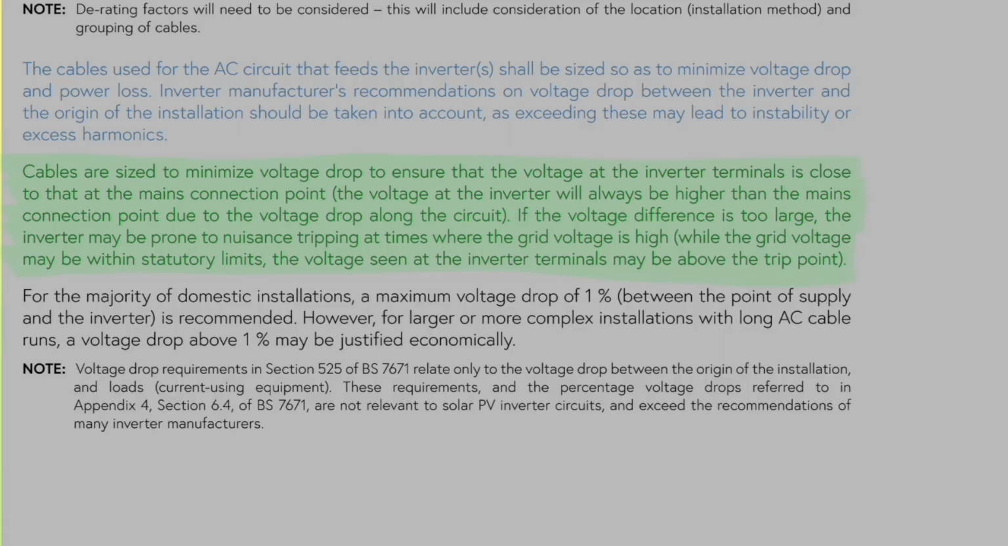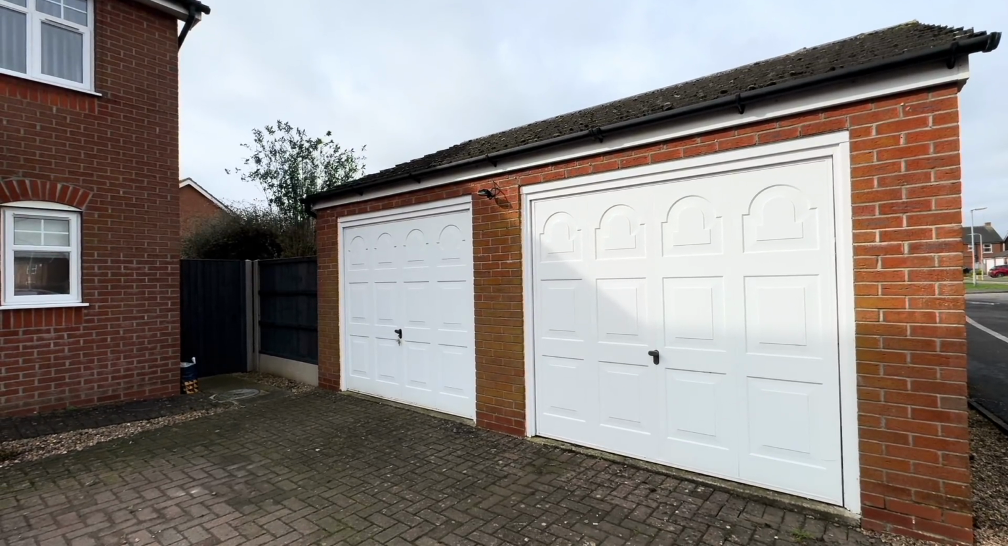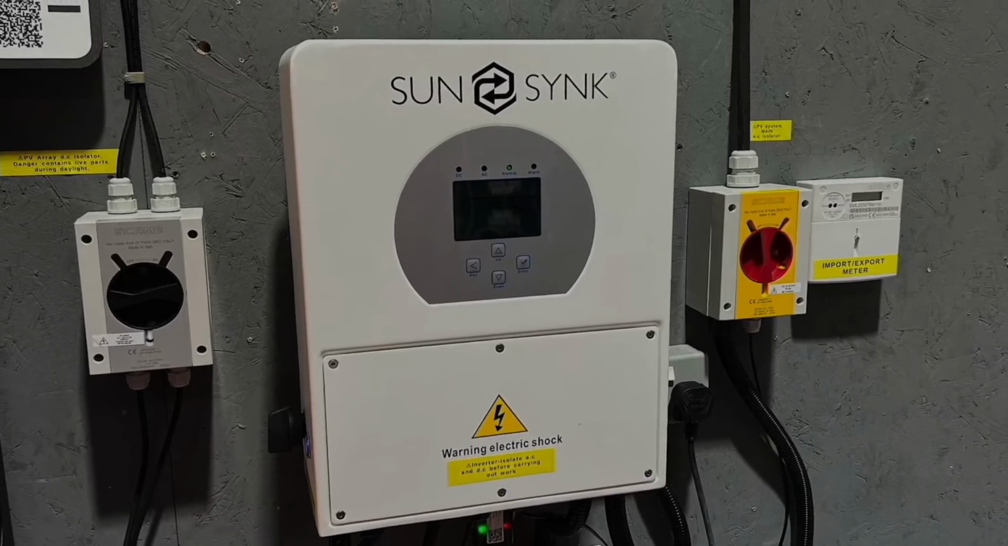For the majority of domestic installations, a maximum volt drop of 1% between the point of supply and the inverter is recommended. However, for larger, more complex installations with longer cable runs, a voltage drop above 1% may be justified economically. So we need to try and achieve a volt drop of 1% so the inverter doesn't trip. So how does our installation stack up? Our installation has a run length of 15 meters from the consumer unit to the inverter. So let's see what the voltage drop is across the run.